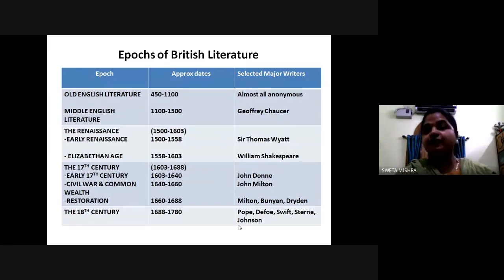After that, we have the Renaissance. The Renaissance can be divided into two phases: the early Renaissance and the later phase, the Elizabethan age, which continued from 1500 to 1603. There were some major writers. One was Sir Thomas Wyatt, a major writer during the Renaissance. And the Elizabethan age was predominantly dominated by William Shakespeare, as we all know.